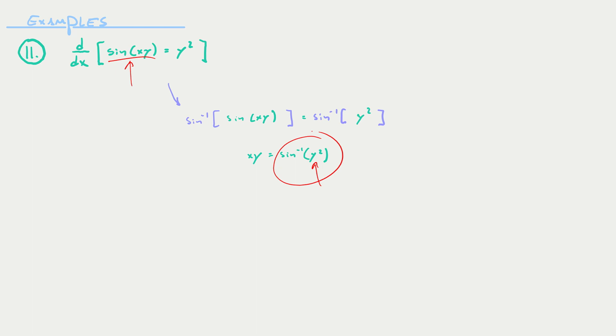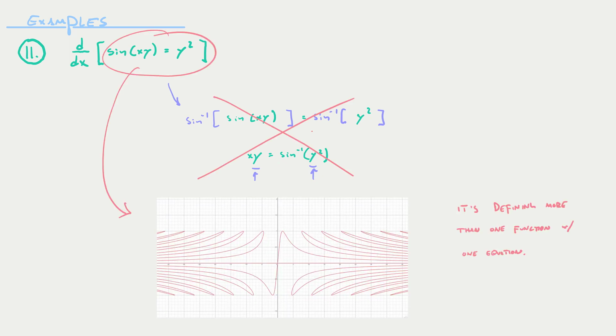Either way, how are we going to get y isolated so that we can just take y prime? That's why we need to know how to do this implicit differentiation stuff. This function is defining more than one function with one equation. It's defining like this whole family of functions. The graph looks insane. Look at this thing.